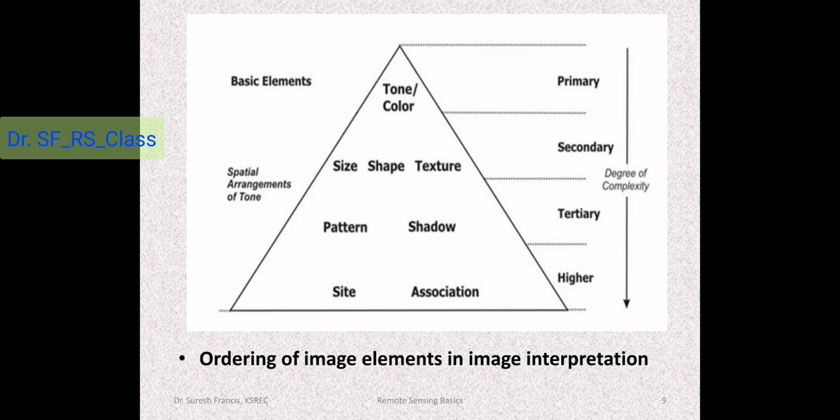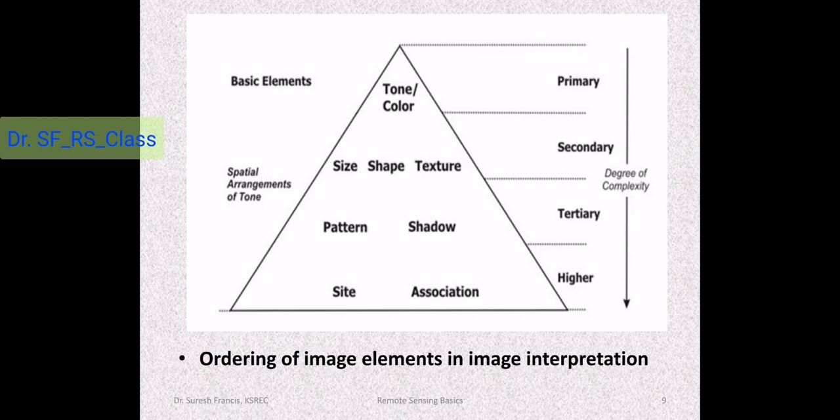The primary recognition element is the tone or color, and the secondary interpretation elements are the size, shape, and texture. Then comes the tertiary, which is the pattern and shadow. And the highest and last is the site and association. It is more complex, and you should have interpretation and domain expertise to identify the site and association characteristics. Terrain knowledge, all these things are essential.